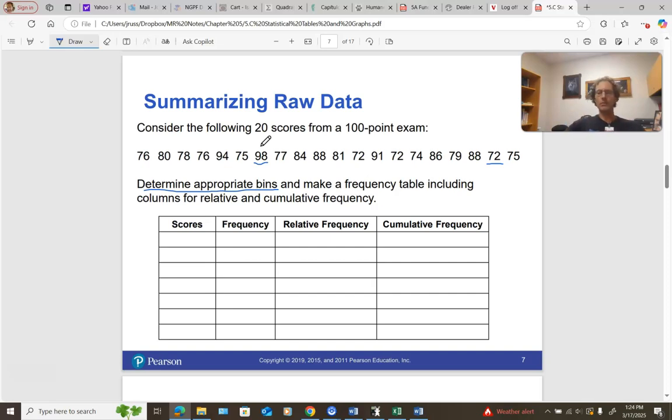And so what I'm going to do, if we're going from basically 70 to 100, that's a difference of about 30. And so if I want my bins to have a width of 5, that means I'm going to need 6 bins. Okay.